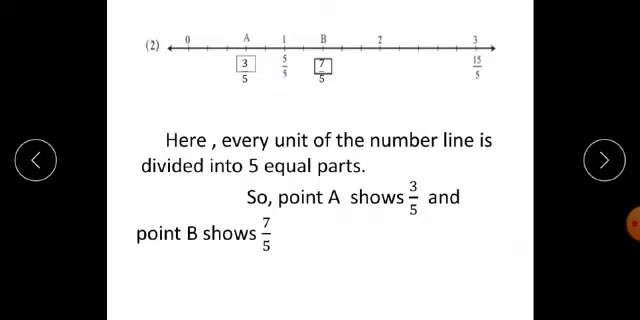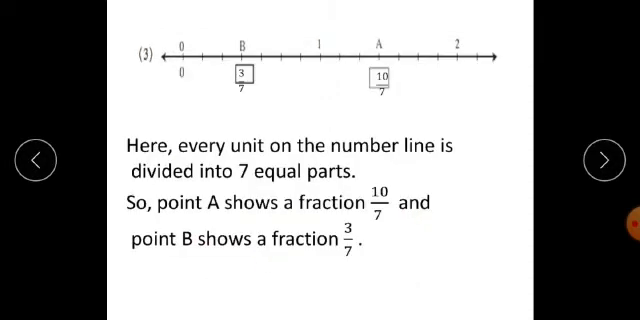Next one, second one here. The unit, if you see very carefully, the unit distance, that is the distance between 0 and 1, or 1 and 2, or 2 and 3, is divided into 5 equal parts. Here, every unit of the number line is divided into 5 equal parts. So point A represents the third part. Point A shows the fraction 3 upon 5, and point B shows the fraction 7 upon 5.